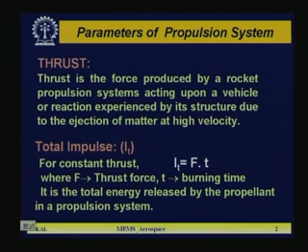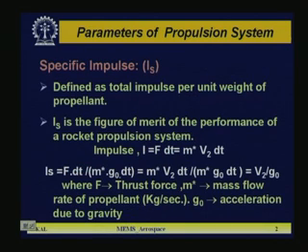For constant thrust, the IT is given by F into T, where F is the thrust force and T is the burning time. That is known as the total impulse. Time multiplied by thrust force is called impulse. It is the total energy released by the propellant in a propulsion system, that is known as impulse, which is designated as IT. Other parameter is specific impulse, IS.